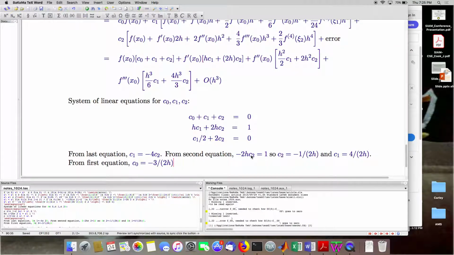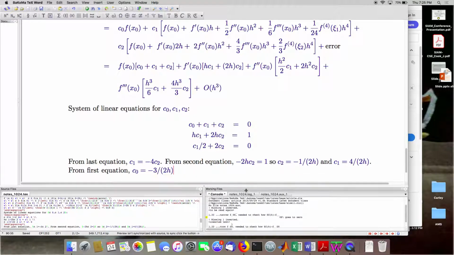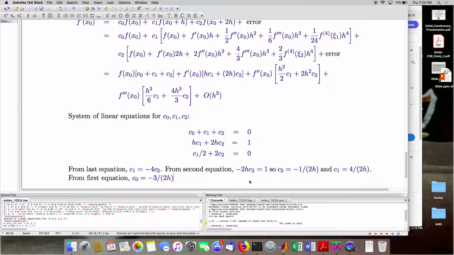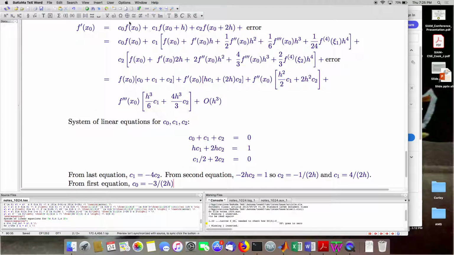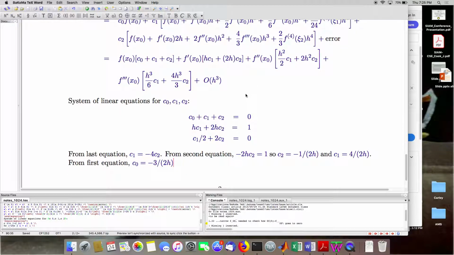So does anyone have any questions about how these coefficients were obtained? All right. So Taylor expand whatever points other than f of x0, dump the Taylor expansions in, group by f prime, f double prime, etc. Set everything equal to 0 except for what you're trying to approximate. That should be equal to 1. You get a system of linear equations that you can solve. Notice the coefficients will always have h to the first power in the denominator.